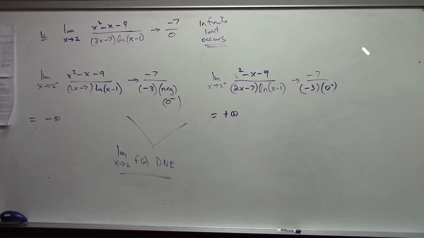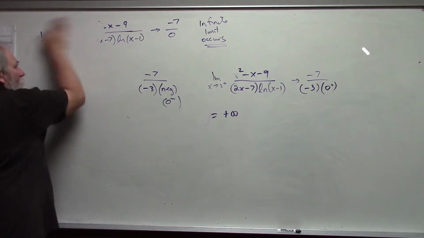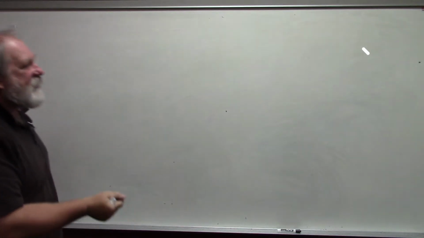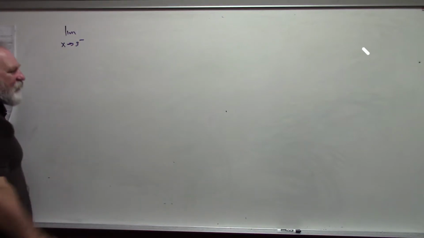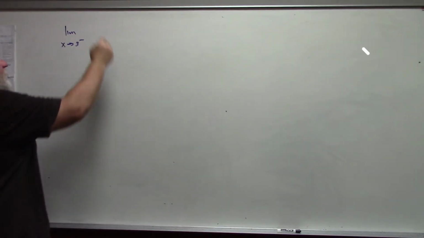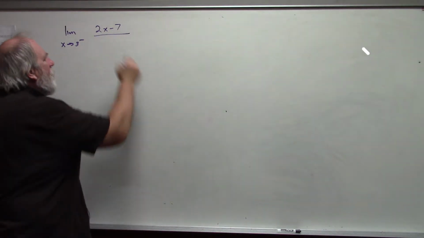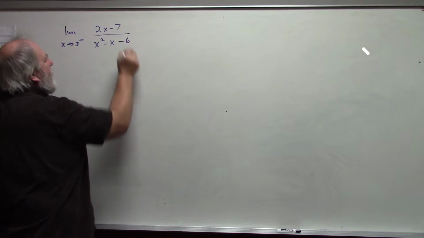Okay? My second example here, let me erase this. Second example, a little bit simpler in some respect. Limit as x approaches 3 from the left of 2x minus 7 over x squared minus x minus 6.